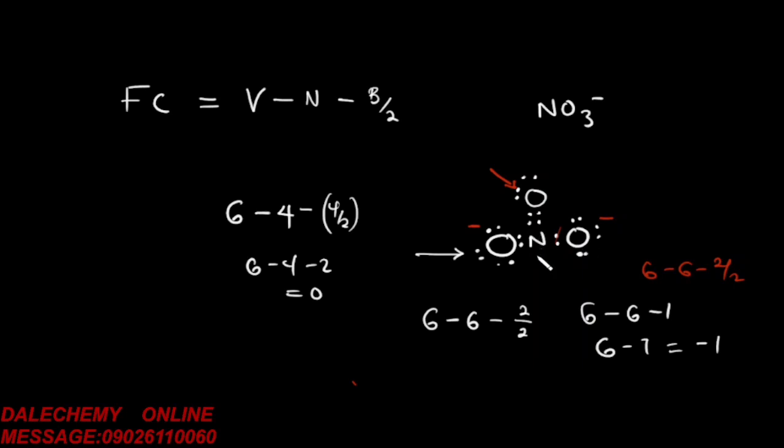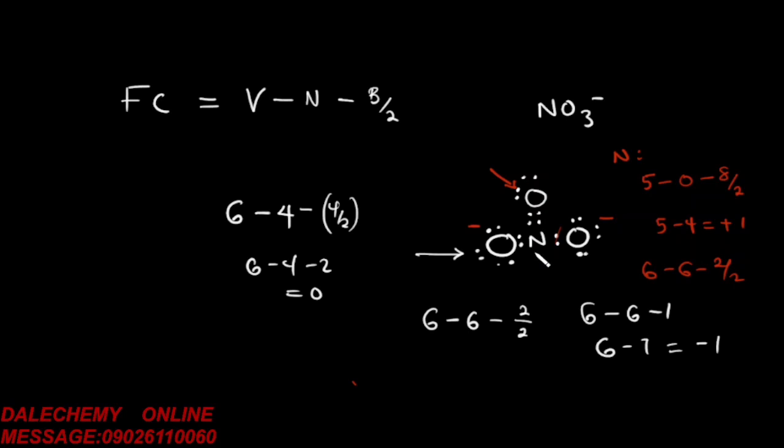Now for nitrogen, let us calculate that. Nitrogen has 5 valence electrons, minus the non-bonding electrons, which here is just 0. It has no non-bonding electrons. All its electrons in this structure are bonded. So it has 0, and minus half of the bonding electrons. The total number of bonding electrons for this nitrogen is 1, 2, 3, 4, 5, 6, 7, 8. So that will be 8/2. So we have 5 minus 4, which is equal to plus 1.